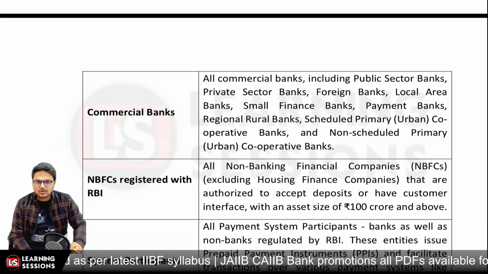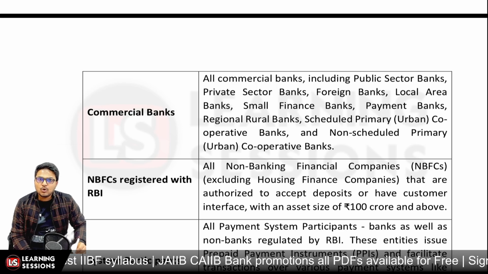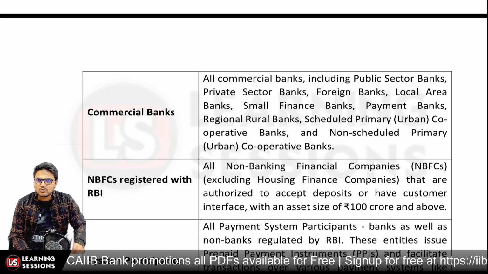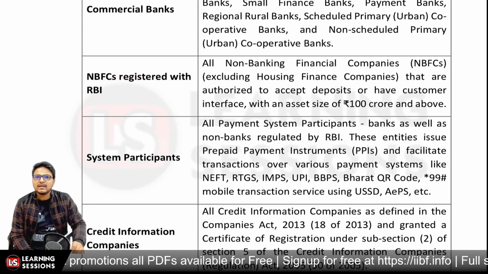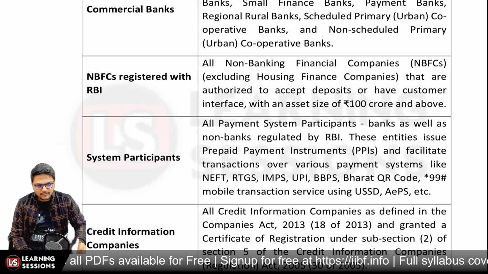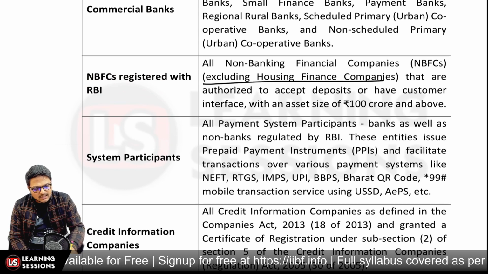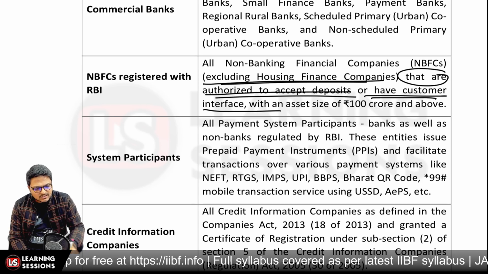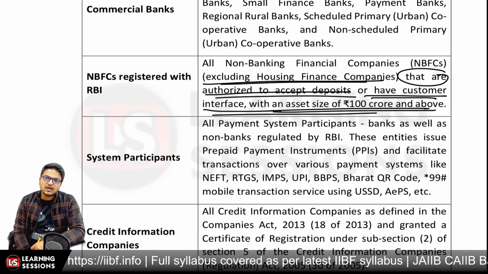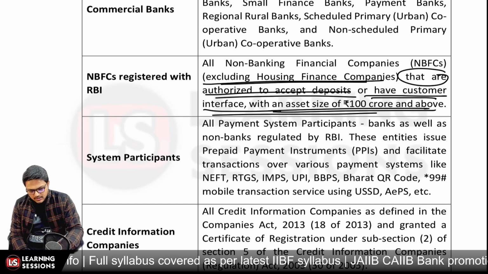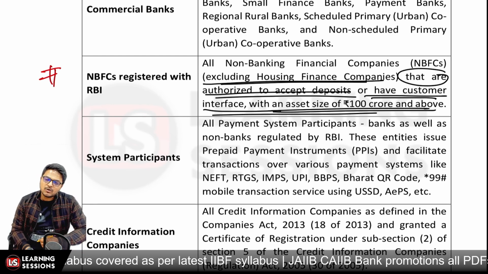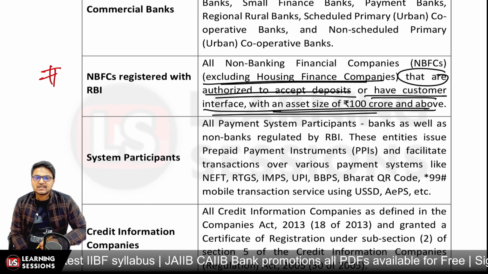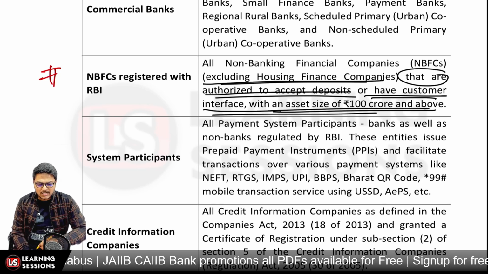If we look at commercial banks, all the commercial banks, public sector banks, local area banks, regional rural banks, and cooperative banks, including non-scheduled primary cooperative banks, are covered. For NBFCs, all the non-banking financial companies, excluding housing finance companies, are covered. Housing finance companies are not covered. Those NBFCs that are authorized to accept deposits or have a customer interface with a total asset size of 100 crore and above are covered. That's quite important: not the HFCs, but all the other NBFCs which accept deposits and have an asset size of 100 crore or above.